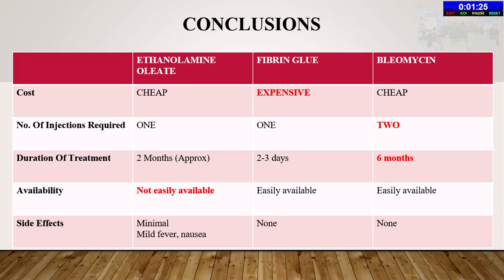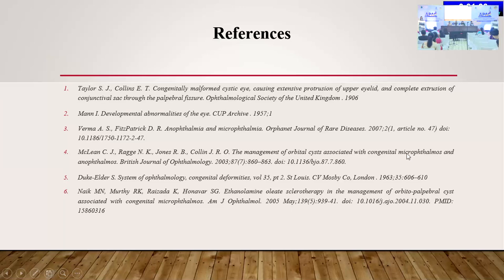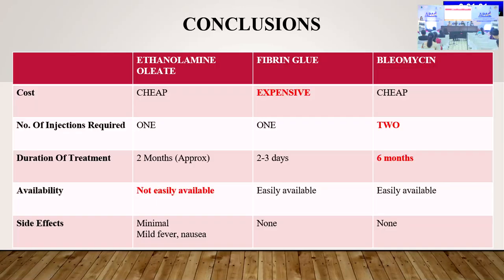Overall, we gave a sclerosing agent in 7 cases. Ethanolamine oleate is a cheap drug, but it's not easily available. With fibrin glue, the duration of resolution was 2 to 3 days, but it's very expensive. Bleomycin is a cheap drug, but the duration of resolution is 6 months in this case. So if the cost factor is eliminated, fibrin glue is the best sclerosing agent that can be used; otherwise, bleomycin is the best with cheaper availability and duration of action. Thank you.